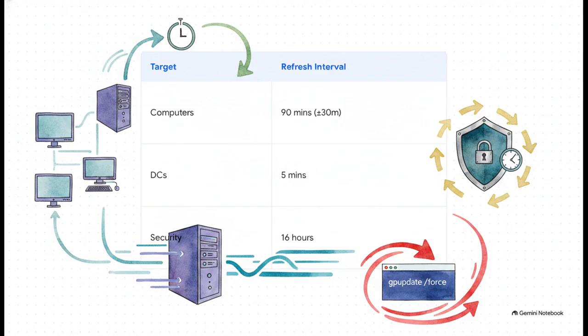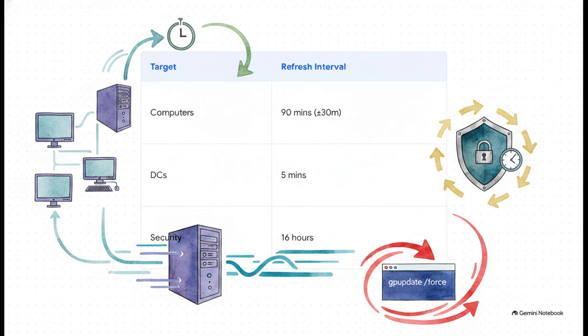Well, regular computers refresh their group policy in the background every 90 minutes. And there's actually a randomized 30-minute offset built in just so your network doesn't get completely hammered with requests all at the exact same time. Domain controllers? They update way faster, every 5 minutes. And get this, security settings reapply every 16 hours, even if absolutely nothing has changed, just to guarantee everything stays compliant.